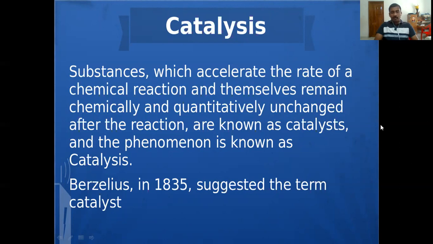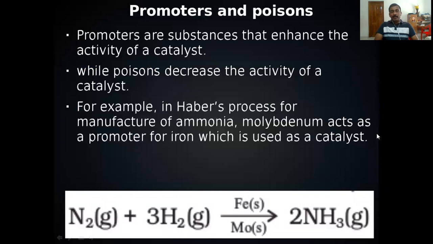For the proper working of a catalyst, catalyst promoters are required. And in order to deactivate the catalyst, we require poisons. Promoters are substances that enhance the activity of a catalyst, the ability of a catalyst to increase the speed of the chemical reaction, while poisons decrease the activity of a catalyst.